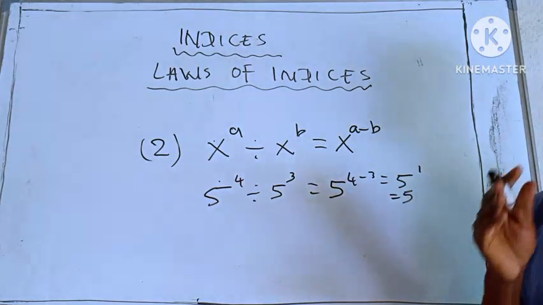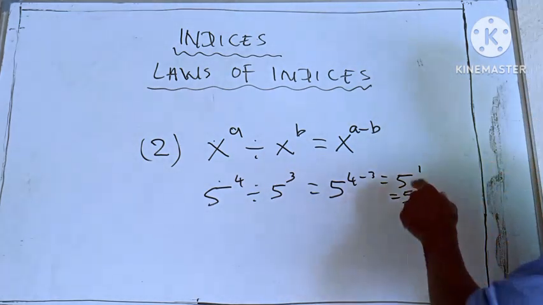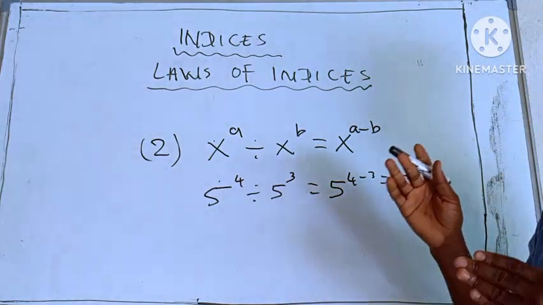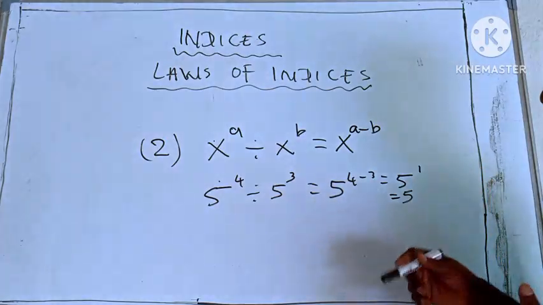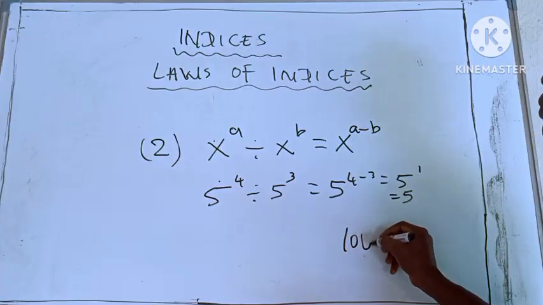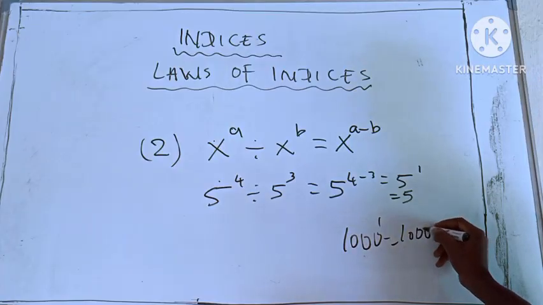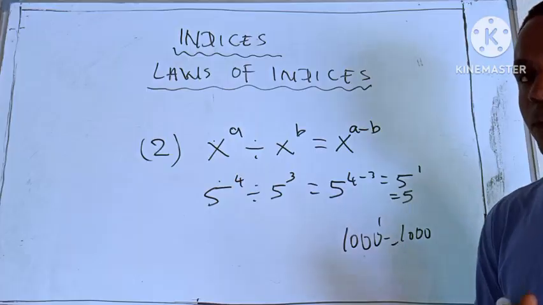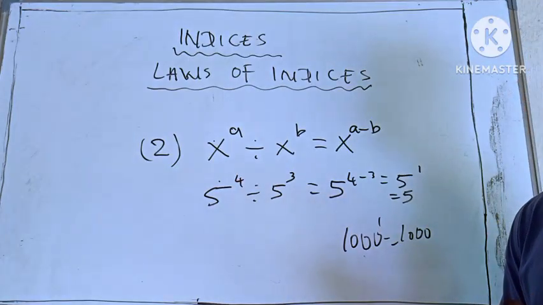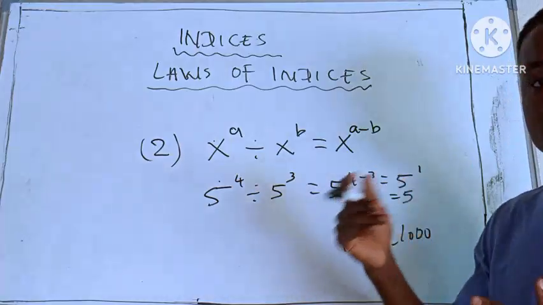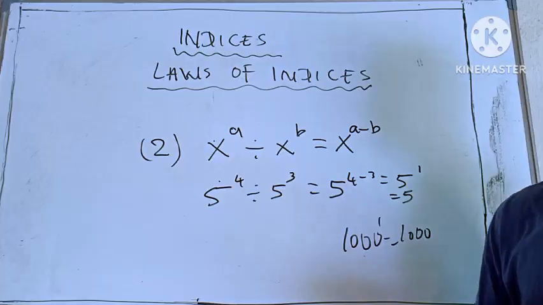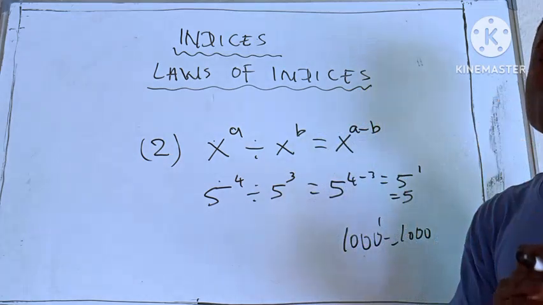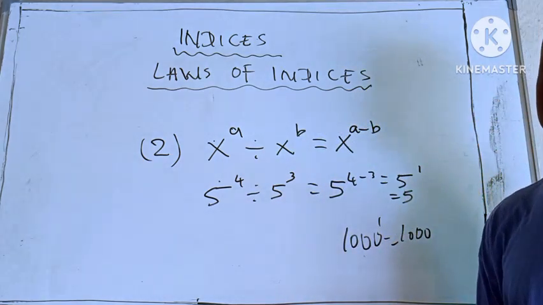But in most of the answers, they might decide to leave the answer in this format, so don't be confused. Any number raised to power 1 is still that particular number. 1000 raised to power 1 is still 1000. 1,000,000 raised to power 1 still gives you that particular number. Are you getting it? So make sure you understand all these laws. Once you are done with these laws, in my next video we'll be solving exam and test questions. Understanding these laws will help you solve complex questions under indices.